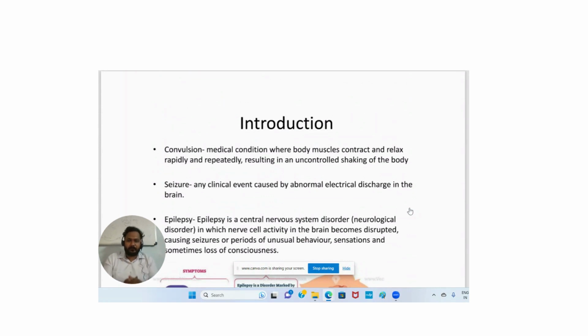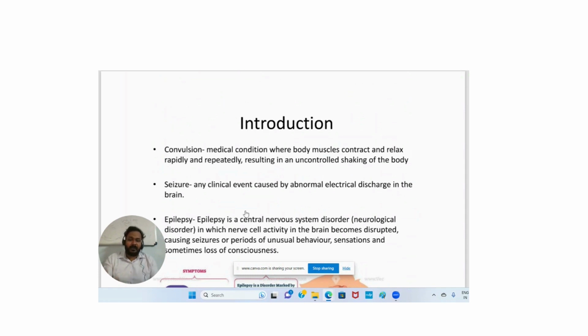Anticonvulsant drugs. What is convulsion? Convulsion is a medical condition where the body muscles contract and relax rapidly and repeatedly, resulting in an uncontrolled shaking of the body. Now, what is seizure? Seizure is any clinical event caused by the abnormal electrical discharge in the brain.